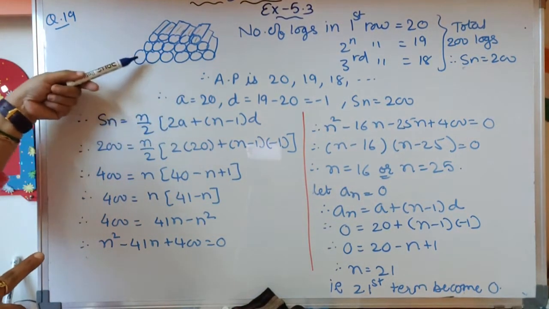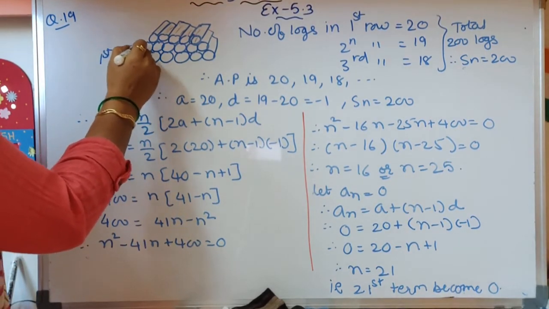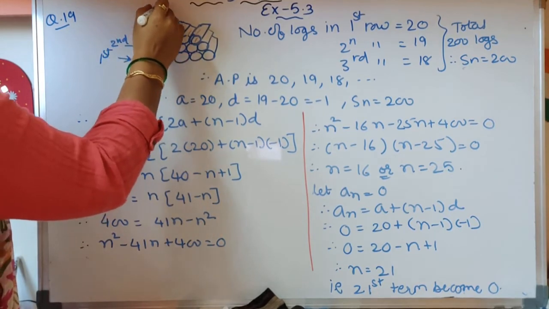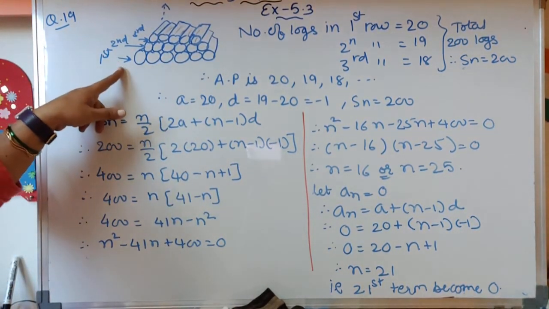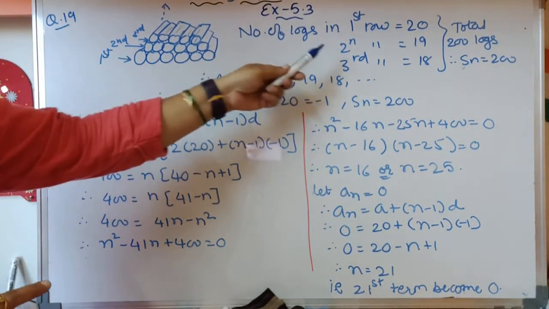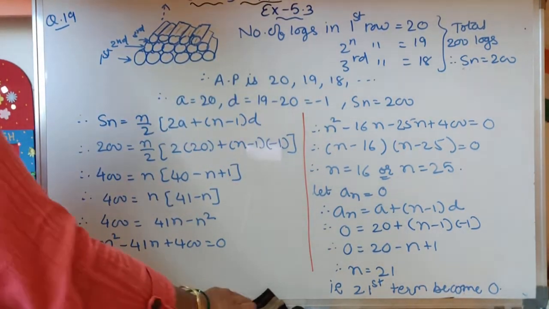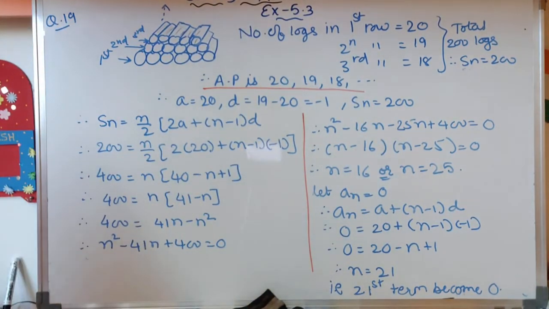At the bottom, this is the first row. This is the second row. This is the third row. Like that we have to increase the rows. So in the first row the number of logs is 20. In the second it is 19. In the third it is 18. It means here we got an AP 20, 19, 18, and so on.